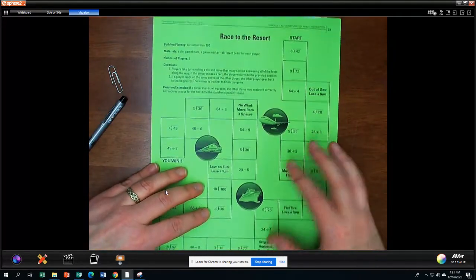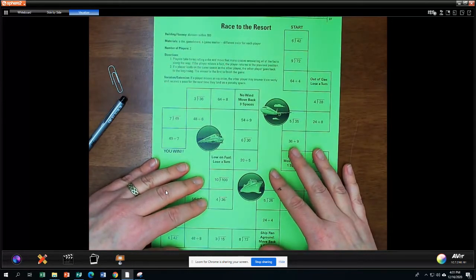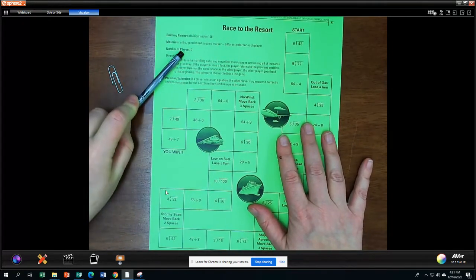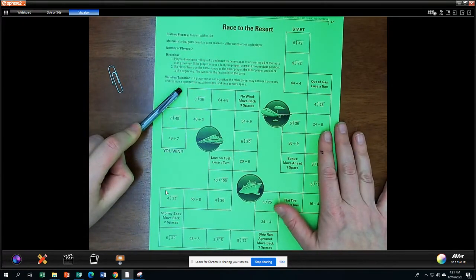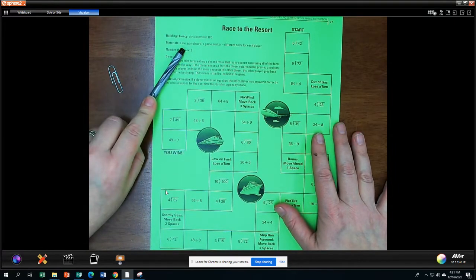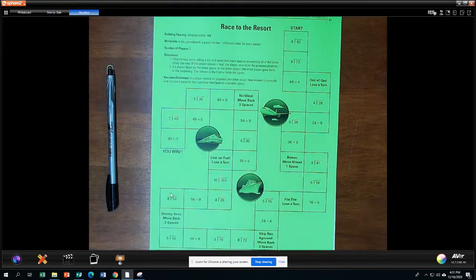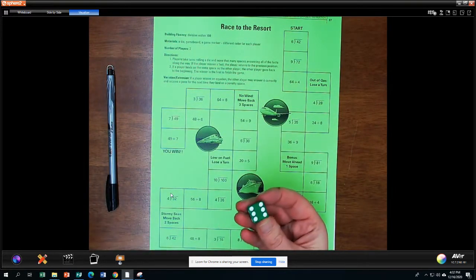All right. Now, before I get into any details on your lesson 20, I want to talk about the Race to the Resort, because if you don't need any assistance on your worksheet, then you can get started right away. So Race to the Resort, this is all about division. So you're going to need a dice, you're going to need your game board, which is this, and a game marker. Now, if you're playing this on your own, that's fine. You're just going to play it just like you're playing an opponent, but it's just going to be you.